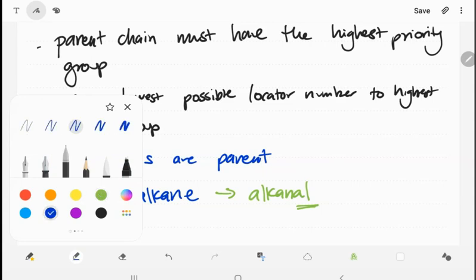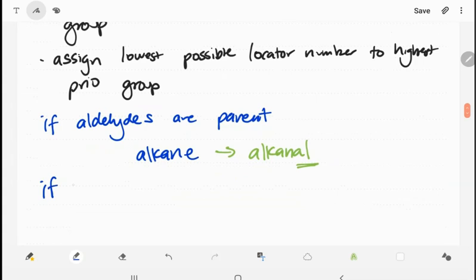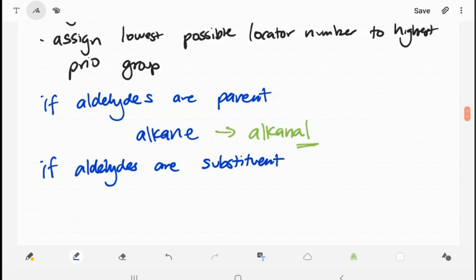And I'm going to give this to you now, although it is unlikely we'll see it this way. If aldehydes are a substituent, which they're not going to be right now unless we have multiple aldehydes or something, we would need something higher priority than an aldehyde, which we don't know yet. Then that becomes a formyl group.